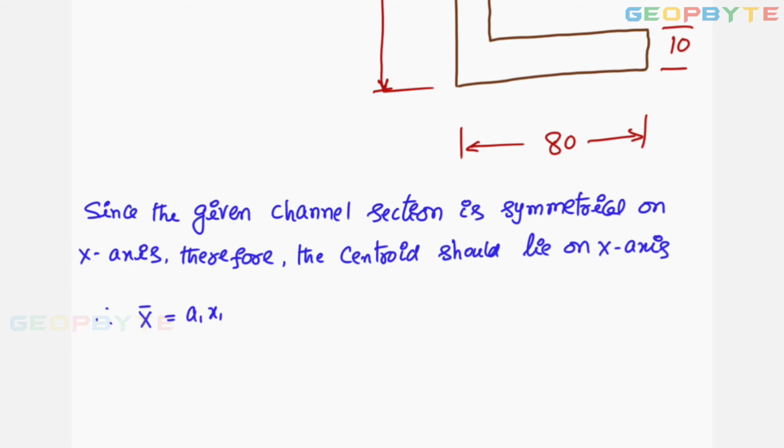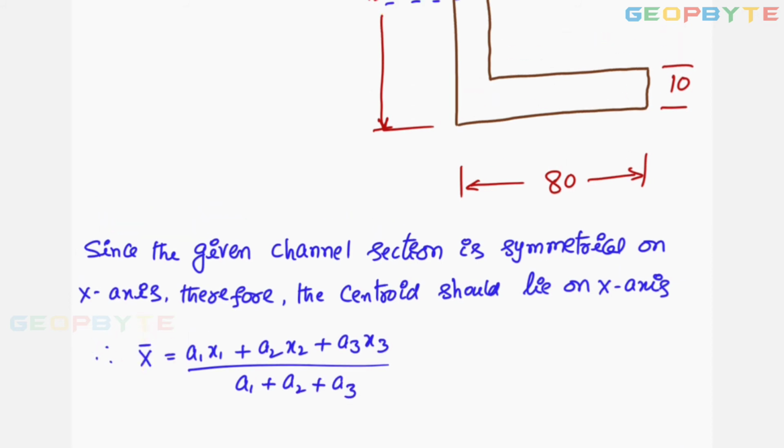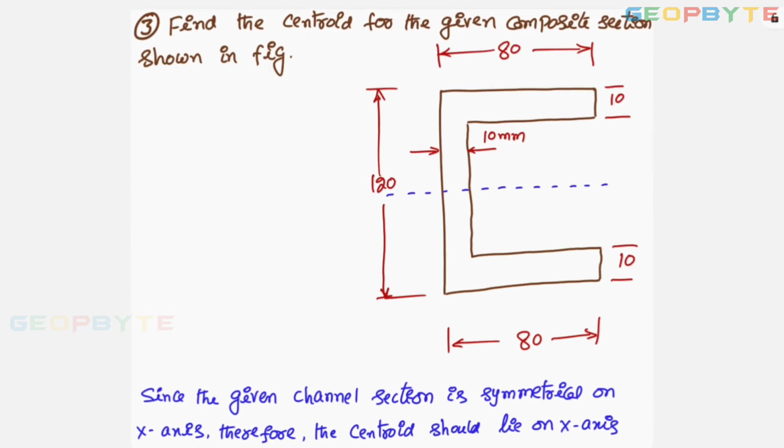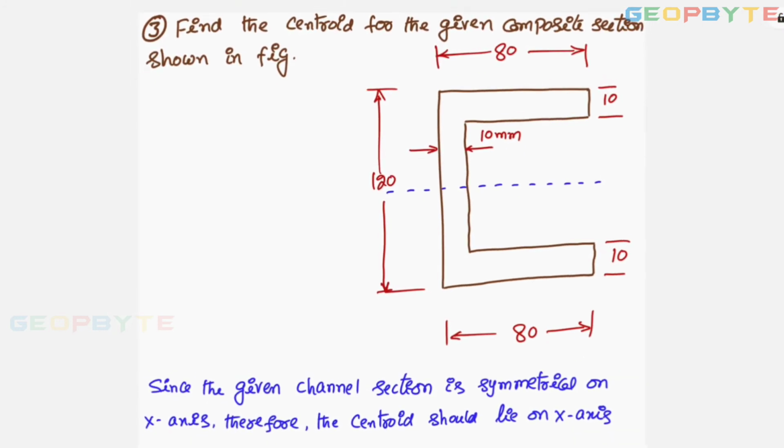a1 x1 plus a2 x2 plus a3 x3 divided by a1 plus a2 plus a3, because it can be divided into three sections. It can be divided like this. Let this is the section 1, section 2 up to this location, and this is the section 3. It is like this.